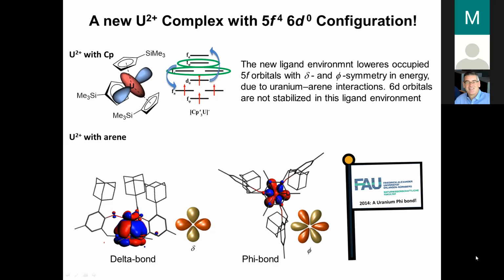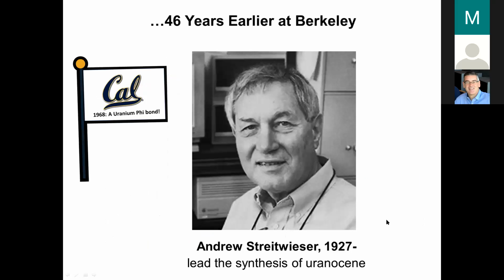So as said, back in Erlangen, we were super happy to have made our phi bond, to only realize that, of course, at Cal, almost 50 years earlier, Andrew Streitwieser has already synthesized and proposed a uranium phi bond with a pi system. Andrew joined faculty, I don't know the exact date, but with the intention to study molecular orbital interactions and MO diagrams. He's been a major driver to develop the concept.